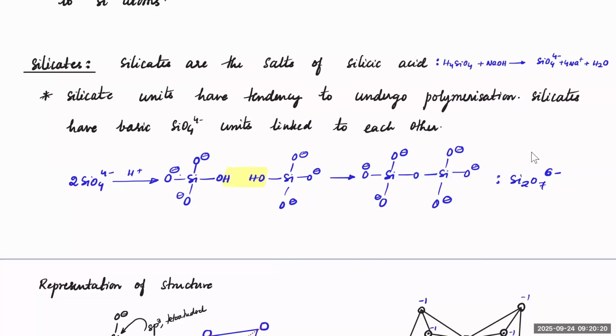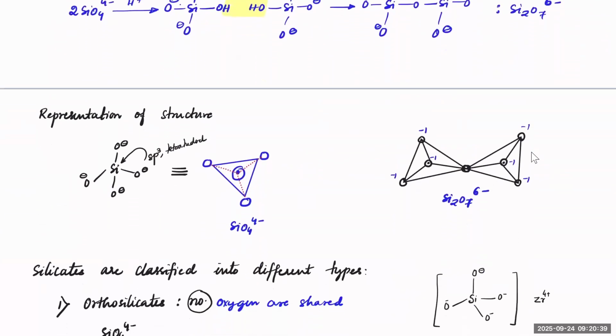So what we have here is Si2O7 6 minus. These are the silicates which you have. Remember the formula, Si2O7 6 minus.